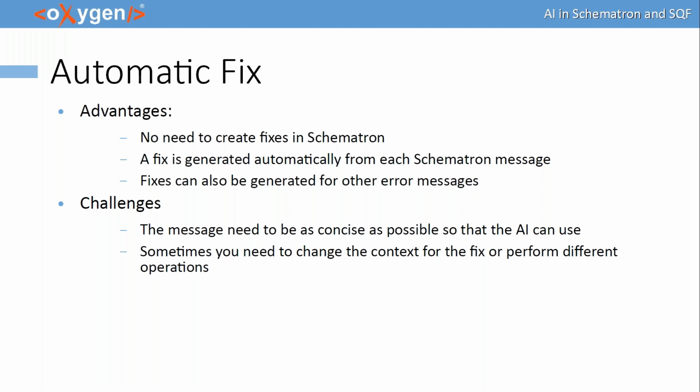The challenges will be that the messages should be concise and as clear as possible, so the AI system will understand what to do when you apply the AI fix. And sometimes maybe you do not want to replace the content, maybe you want to do another operation or in another place in the document, and in these cases you cannot use the automatic fix. But in most of the cases, when you want to do a replace, you can use this type of fix to automatically fix the problem.